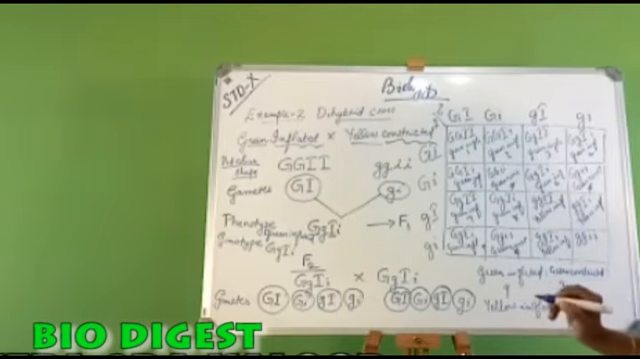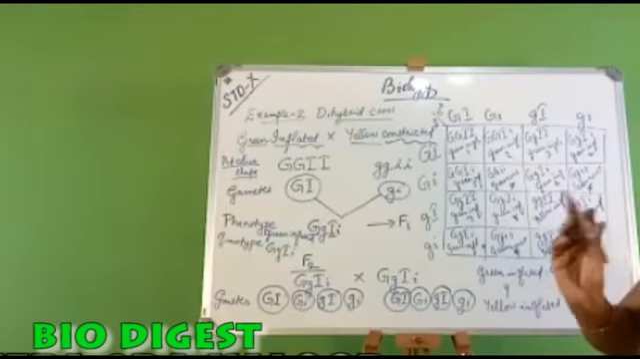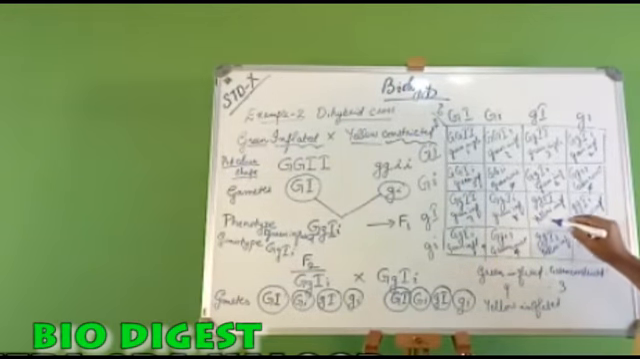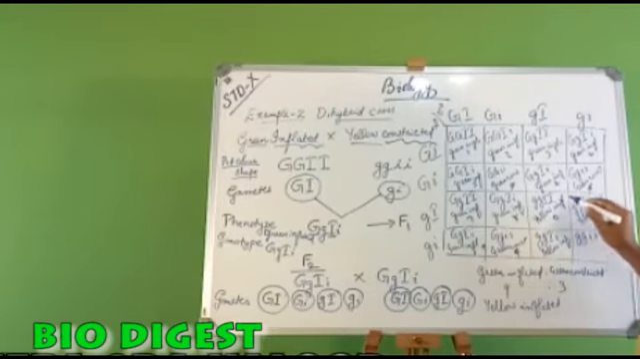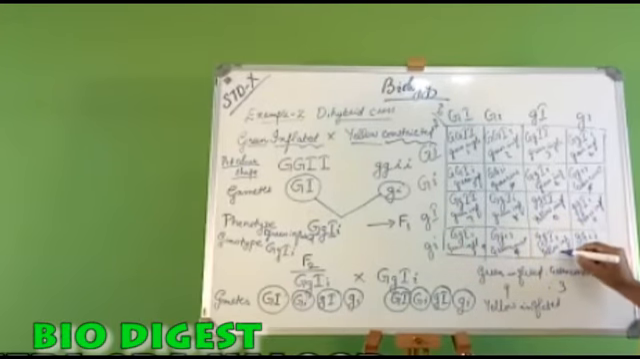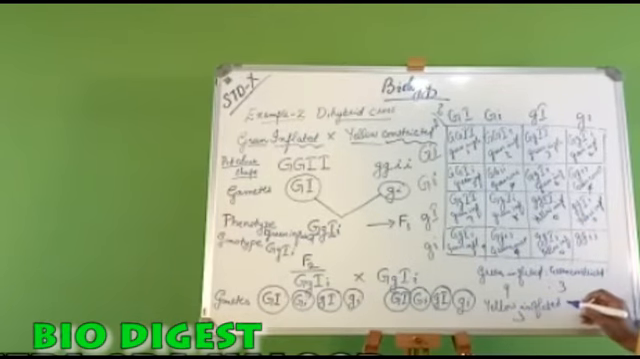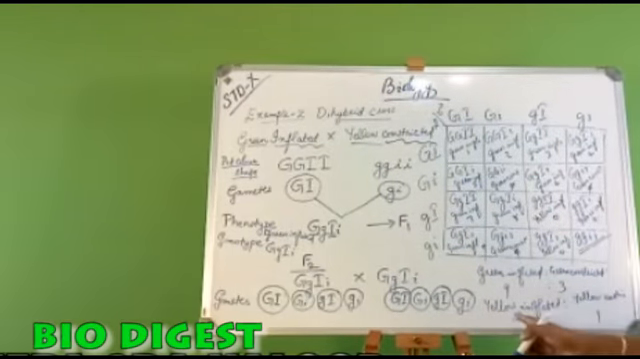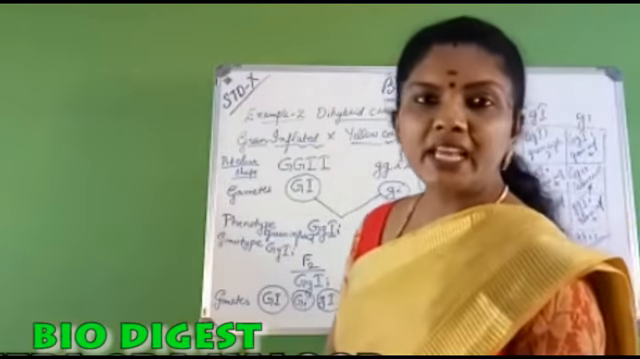What we are writing here is the phenotype of the F2 generation. So yellow inflated, I am drawing one circle. Here one yellow inflated is there, here one yellow inflated. So how many? 1, 2, 3. So yellow inflated is 3, and the last one is yellow constricted. I am just drawing a line. So yellow constricted, how many? That is 1. So what is the ratio? 9 is to 3 is to 3 is to 1 is the phenotypic ratio of a dihybrid cross.